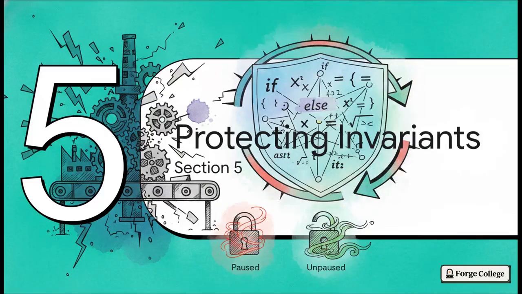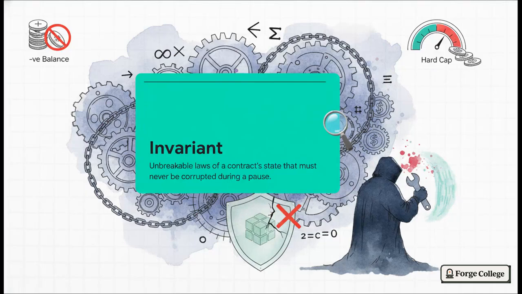Which brings us to Section 5, protecting your invariants. So, how do we actually know the factory didn't break the laws of physics while the lights were turned off? When you pause a contract, make admin tweaks, and unpause it, you are putting that system through a massive stress test. So the crucial point is understanding your invariants. An invariant is an absolute, unbreakable law of a smart contract state. It must never be corrupted, ever, even during an emergency.